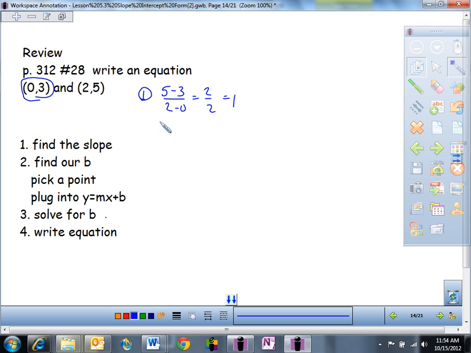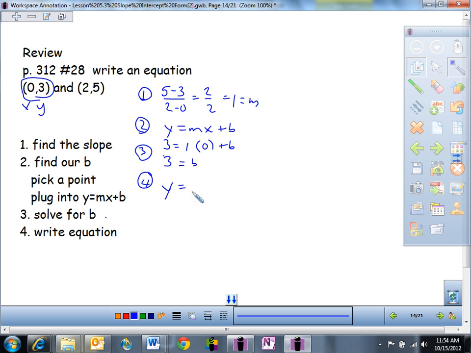So we're plugging in for y equals mx plus b. So this is my x, this is my y. So y is 3 equals 1 times 0 plus b. So that's a 0. So I get 3 equals b. So then we have our m up here, and now we have our b. We solved for it. So now step 4 is to write our equation.